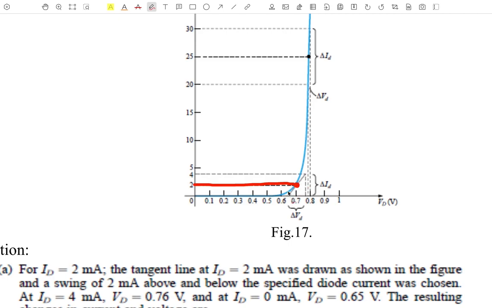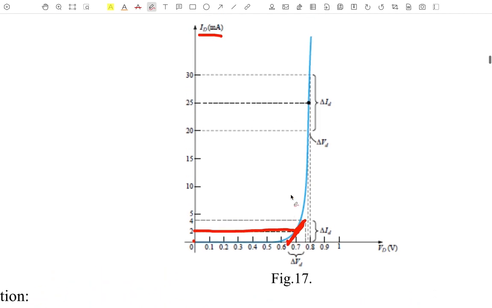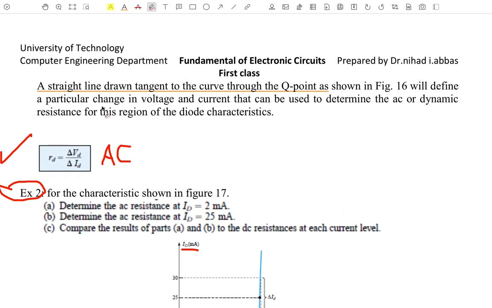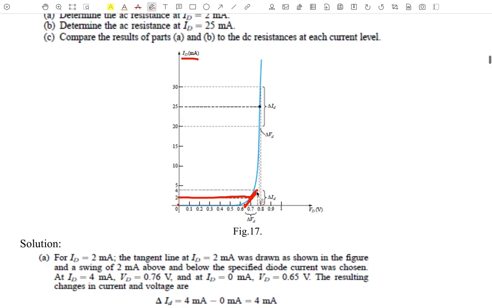Now, with the junction, we'll get a straight line. We will take a straight line up and down, up and down from the ID diode 2 milliampere. For example, here down it will take on the x-axis 0. Here it's 0 milliampere, and from here to this point, it's 2. So I will take 2 also because we take the tangent to the curve through the Q point, the straight line down tangent to the curve. So this one is the tangent.